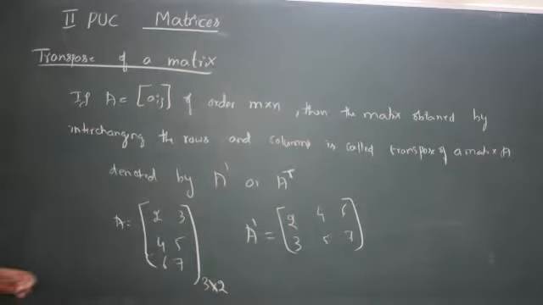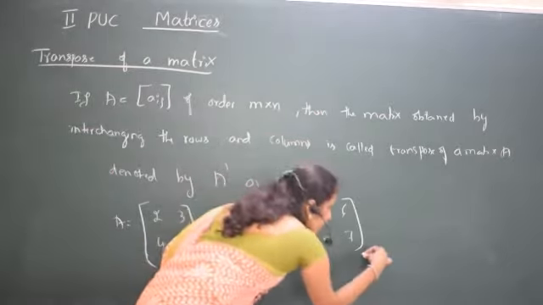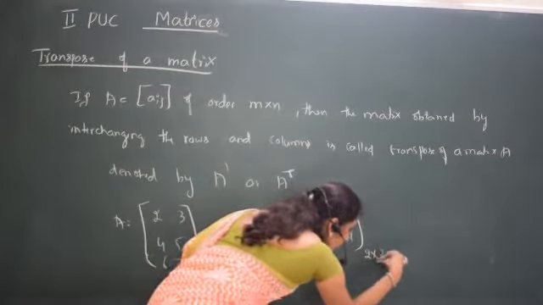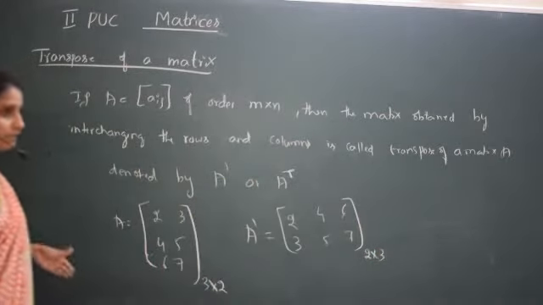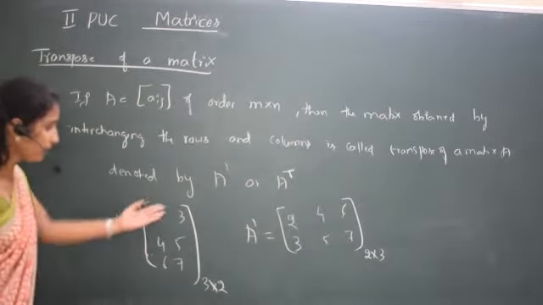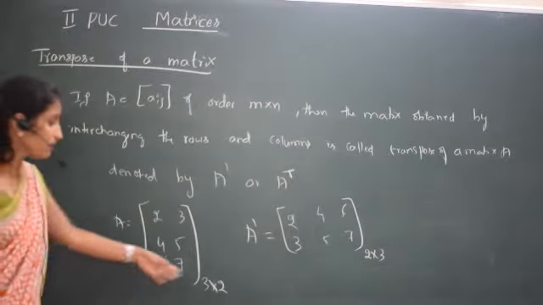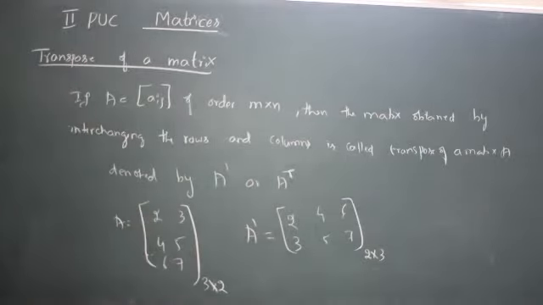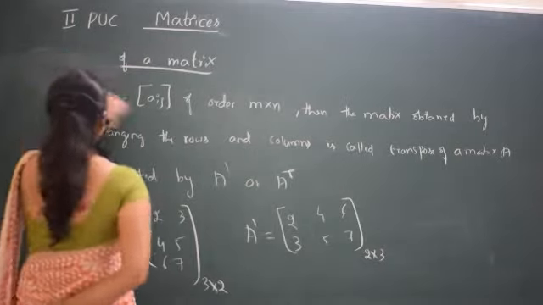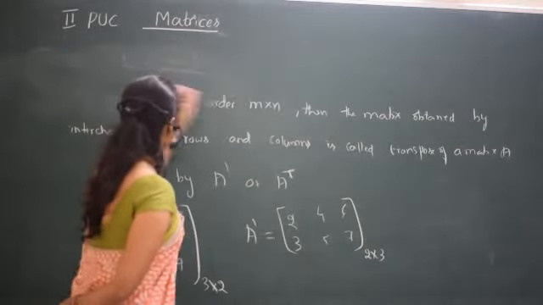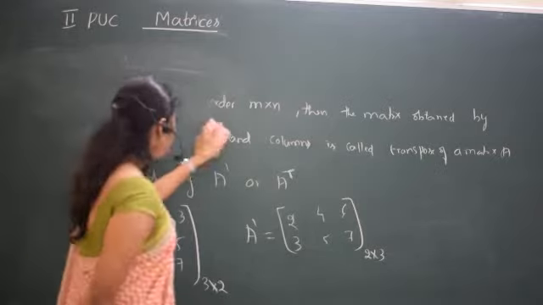So what is the order of the new matrix, A transpose? That will be 2 by 3, that means 2 rows and 3 columns. When we change the rows and columns, the order of the matrix also changes. That means column becomes row and row becomes column. So these are examples of a transpose of a matrix. Next, there are some properties of the transpose of a matrix.